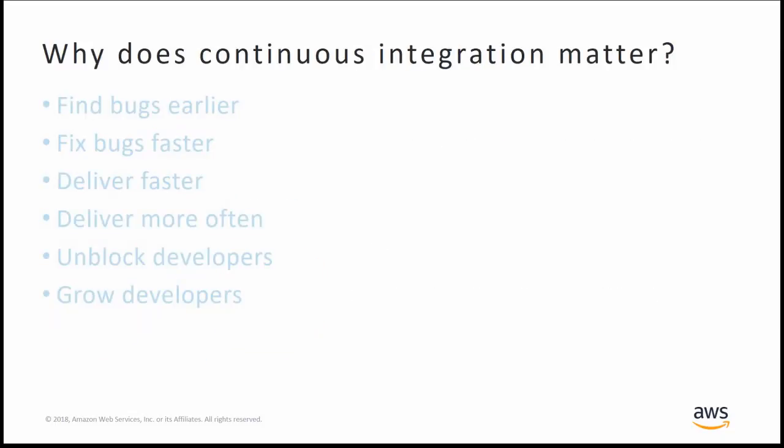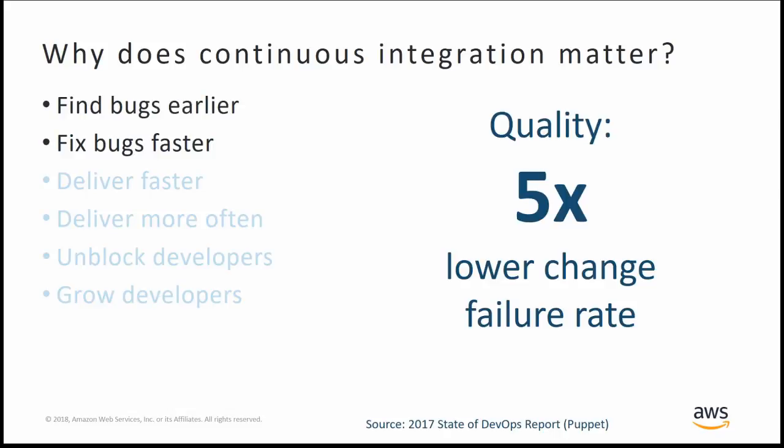But why does continuous integration matter? So I break this down into 3 different themes. One is bugs. So with continuous integration, you find bugs earlier and you fix bugs faster. According to the 2017 State of DevOps report, teams that have adopted continuous integration and other DevOps best practices see a 5 times lower change failure rate. So that's really great for these teams that have adopted these practices.